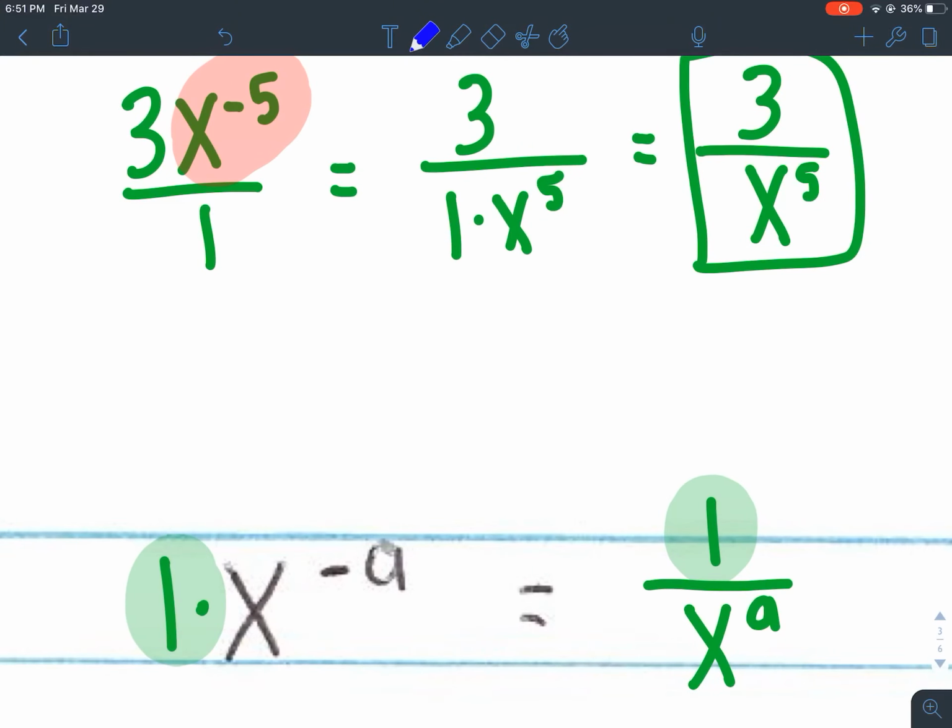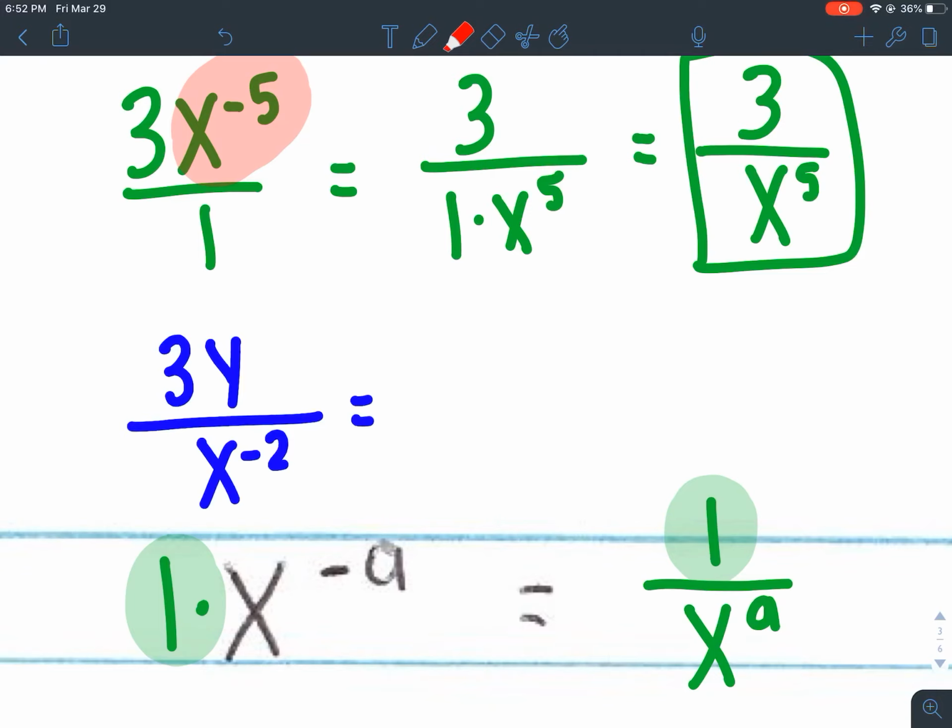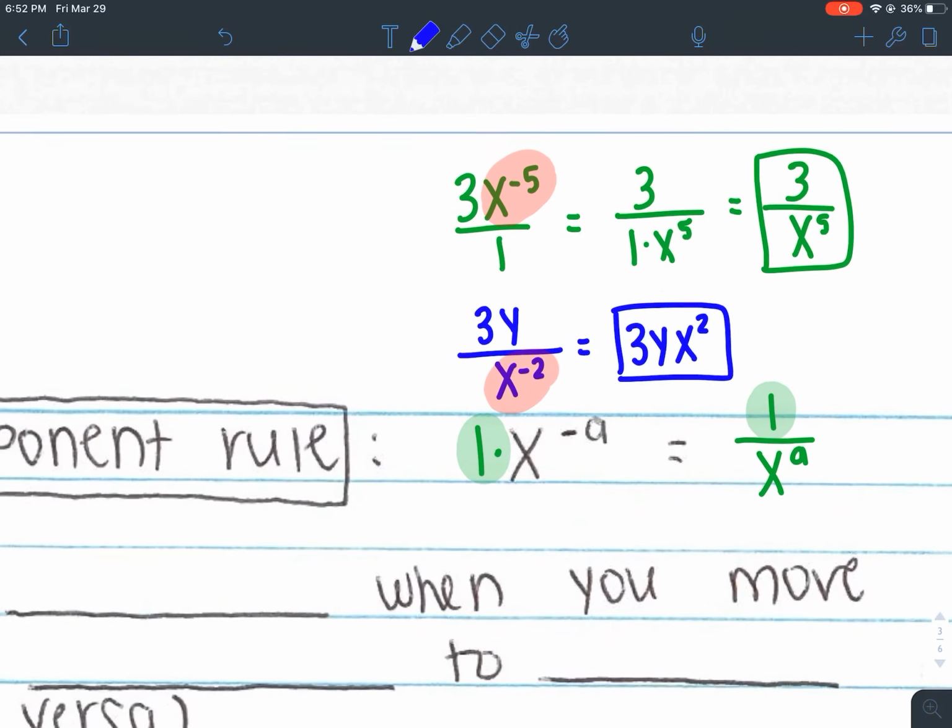Let's do another one. Let's say I have 3y over x to the negative 2. Okay? Well, I don't want to flip my entire fraction over. I don't want to move the 3y to the bottom. I just want to move what's negative. My 3 and my y are fine the way they are. There's no negative exponents attached. But this x has a negative exponent attached, so that one needs to go up there. So I have 3y, and then I'm going to move that to the top. And when I move it up there, it's going to become positive. Okay? Now it's simplified. All right?